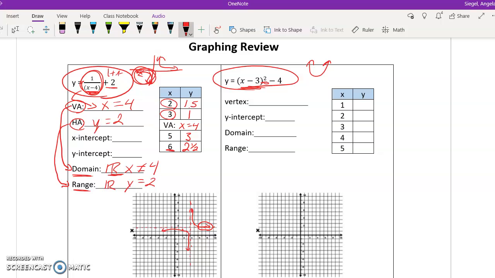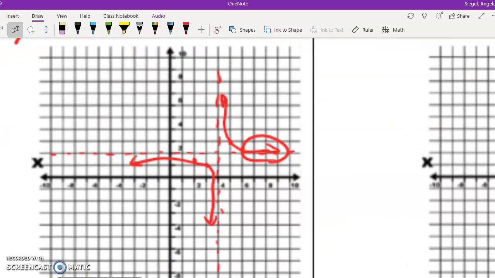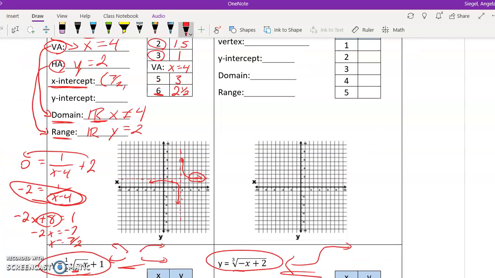Okay, if you'll recall, the x-intercept is where we set y equal to 0. So I'll set y equal to 0 and solve for x. The first thing I would do is move that 2 over, so I have a negative 2. And I want to get this out of the bottom, so I'm going to multiply these two together. So I get negative 2x plus 8 equals 1. I'll subtract the 8. So x equals 7/2. It should cross the x-axis at about 3.5. Right there. Oh, that's perfect. So my x-intercept is 7/2, 0.